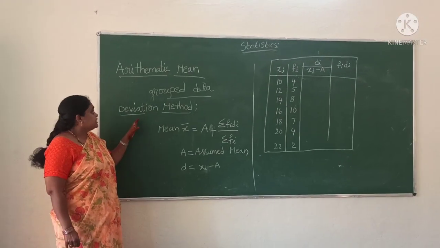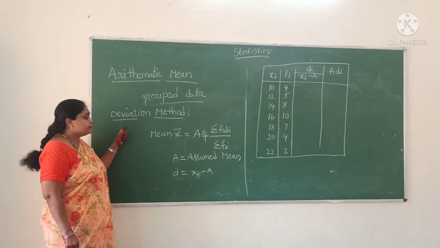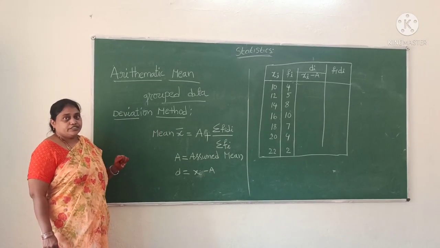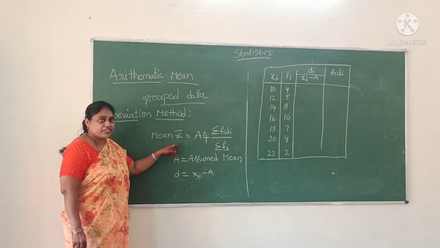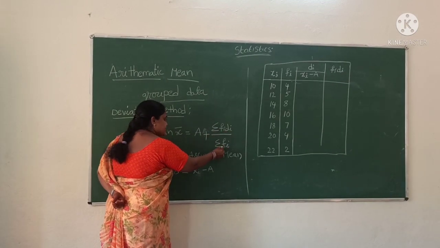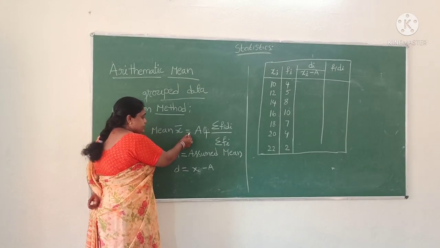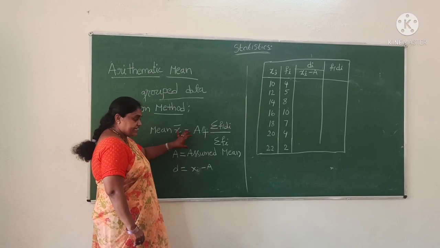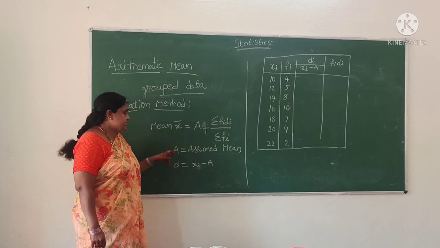Now we see grouped data. Second method of grouped data, that is deviation method. The formula for deviation method is mean x bar is equal to a plus sigma fi di by sigma fi. Okay, arithmetic mean x bar is equal to a plus sigma fi di by sigma fi. Here a is assumed mean.